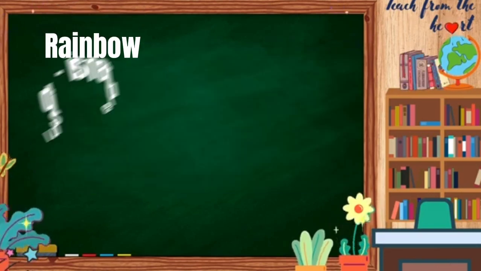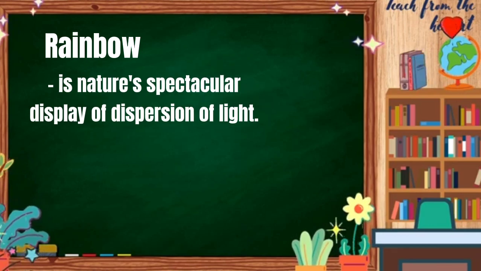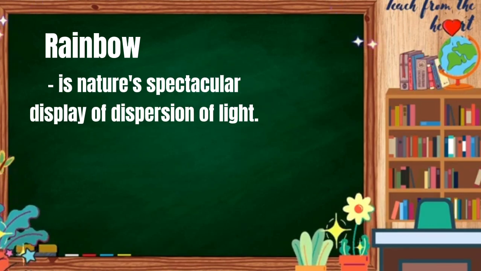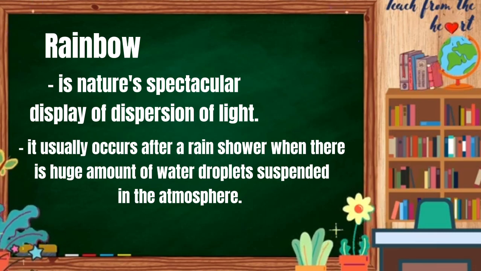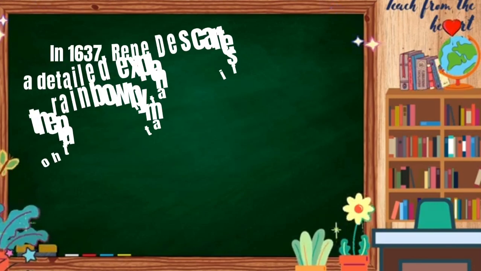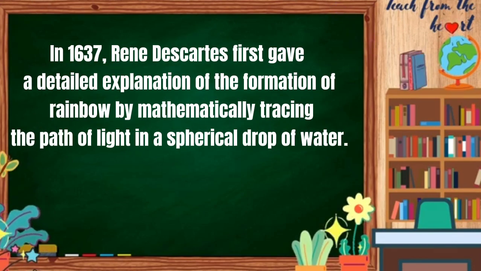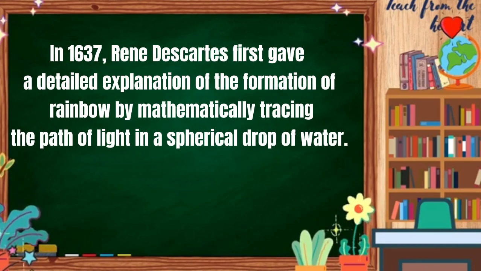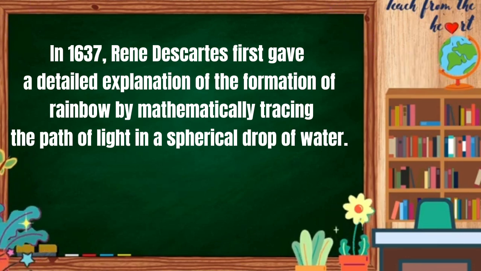Next is the rainbow. A rainbow is nature's spectacular display of dispersion of light. It usually occurs after a rain shower when there is a huge amount of water droplets suspended in the atmosphere. In 1637, René Descartes first gave a detailed explanation of the formation of a rainbow by mathematically tracing the path of light in a spherical drop of water.